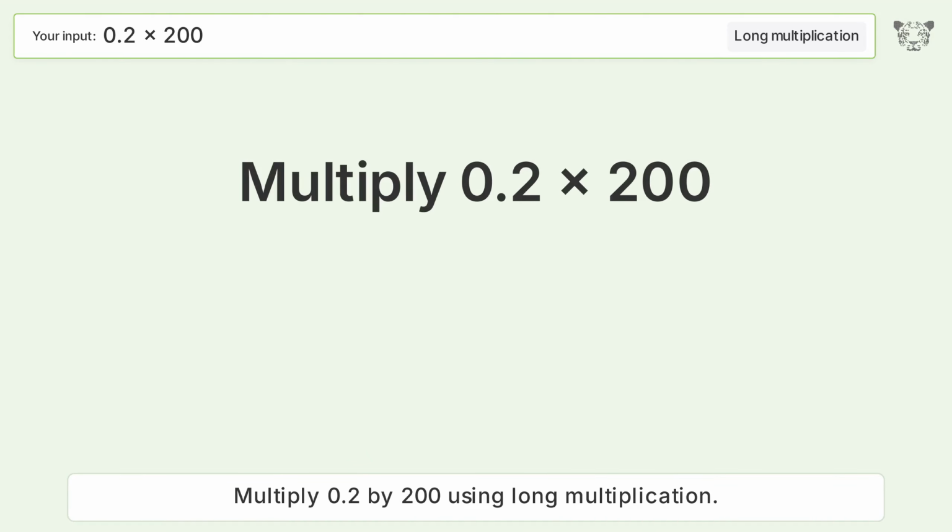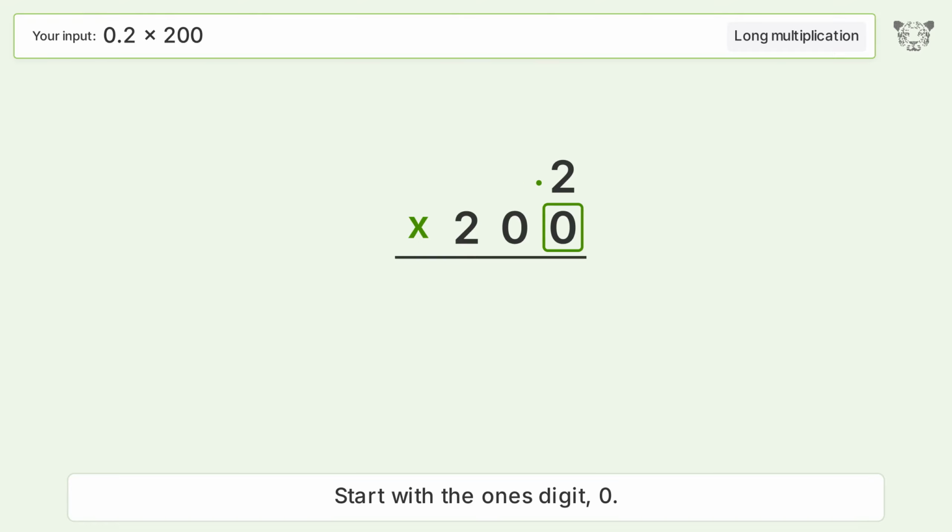Multiply 0.2 by 200 using long multiplication. Start with the ones digit, 0. Multiplying by 0 makes this whole row 0. The first partial product is 0.